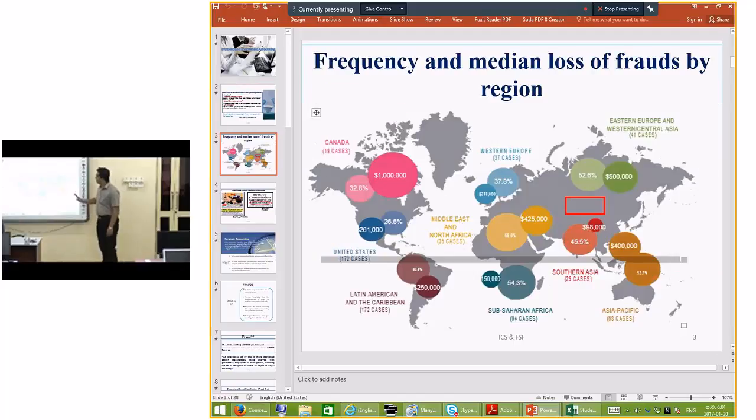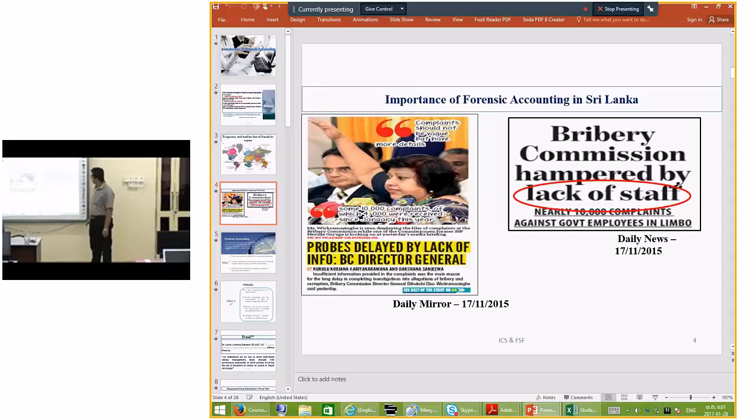You see, frauds are happening all over the world. In the case of Sri Lanka, this is some information from 2015.